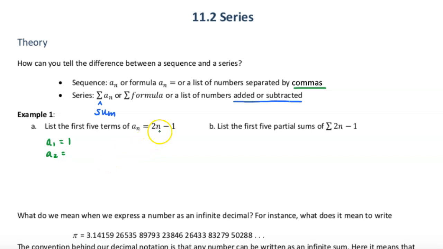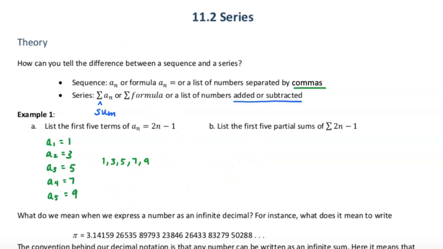A sub 2, when I plug a 2 in for n, I get 4 minus 1, which is 3. A3, when I plug a 3 in, I get 6 minus 1, which is 5. A4, when I plug in a 4, I get 8 minus 1, which is 7. And A5, when I plug in a 5, I get 10 minus 1, which is 9. Essentially just a list of odd numbers. If I wanted to list the first 5 terms, I could list them 1, 3, 5, 7, and 9, assuming that we're starting at n equals 1.